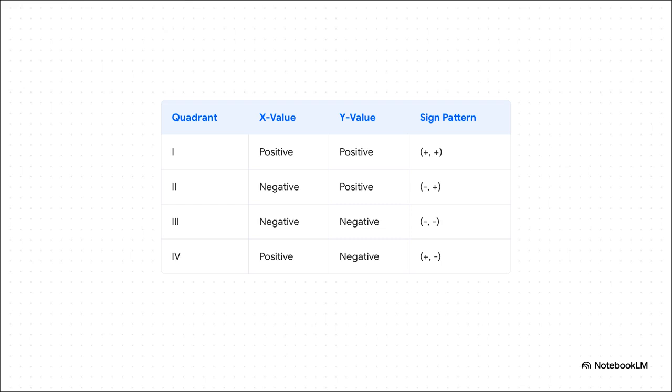Now, when those two axes cross, they slice the map into 4 sections. We call these quadrants. And this table here is basically our cheat sheet, our map key. Each quadrant has its own unique code based on whether the numbers are positive or negative. For example, if you have 2 positive numbers, you are always going to land in Quadrant I. It's a super handy shortcut.